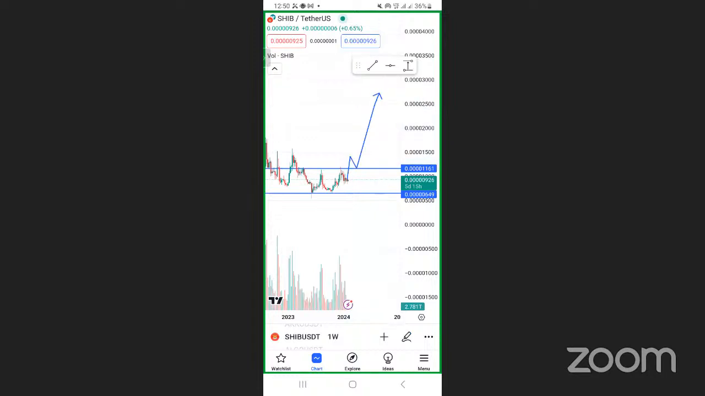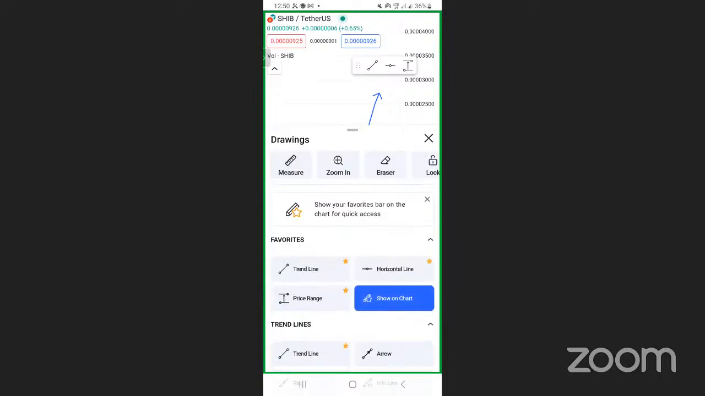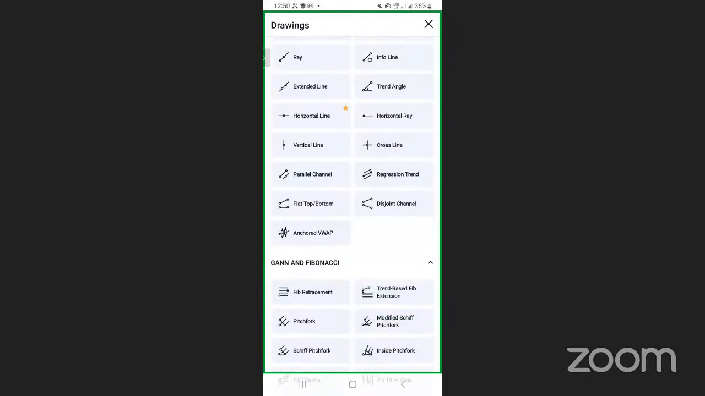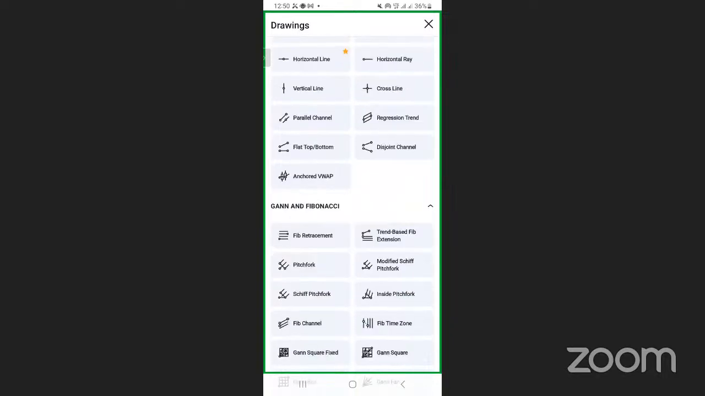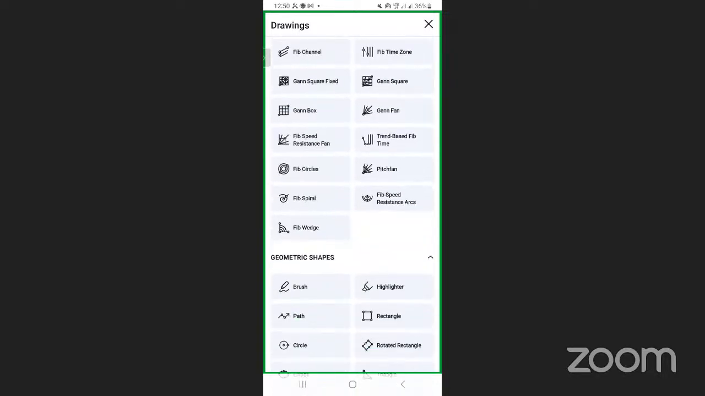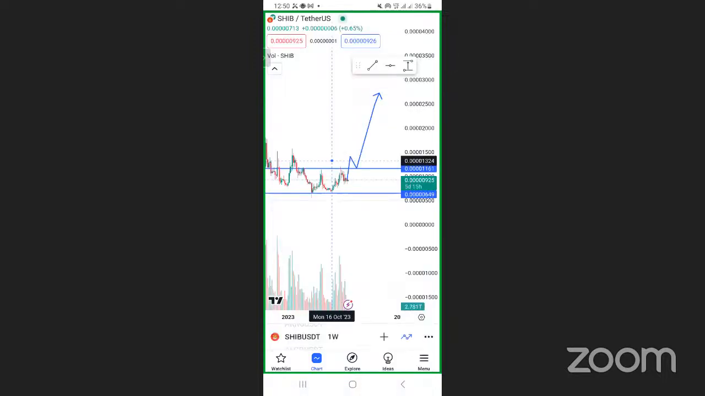Okay, that is scenario one. You get it? Another scenario: SHIB might come and do this. Let me show you. SHIB might come and do this and do this.